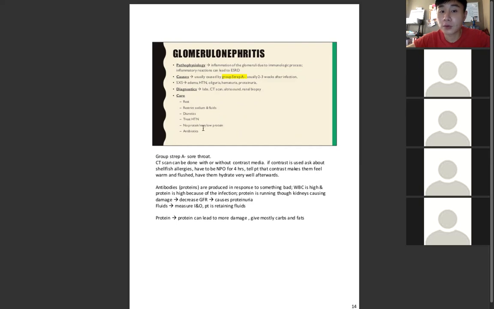So we give no protein or very low protein, because protein is a big molecule and it can cause more work for the kidney, and the kidney is already dealing with inflammation of the glomeruli. So we need to give them less work by not giving them the protein diet.